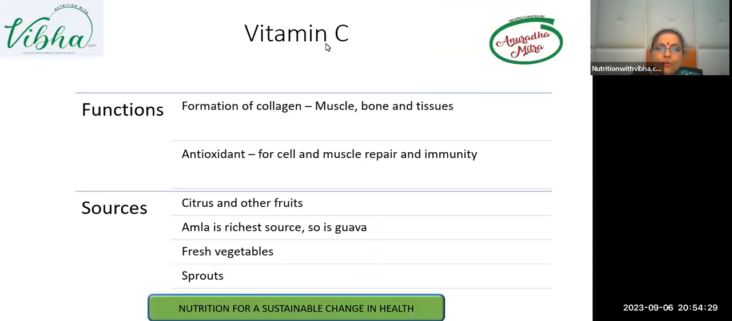Now we come to another important vitamin which does not belong to the family of B complex but is a water-soluble vitamin, and this vitamin is to be replenished on a day-to-day basis almost, because as important as it is, it is also a chhui-mui. Chhui-mui in the sense it gets lost very fast.